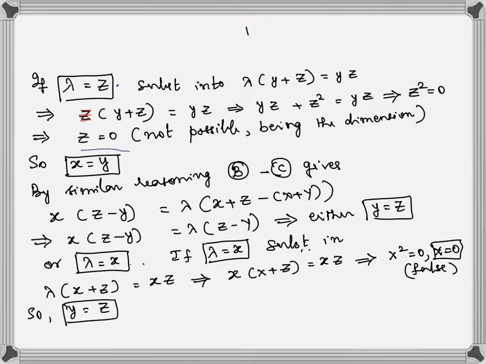So we already proved x equal to y. Now we have proved y equal to z. Using x equal to y and y equal to z, we can say x equal to y equal to z. All three dimensions of the box, namely length, width and height, are the same.